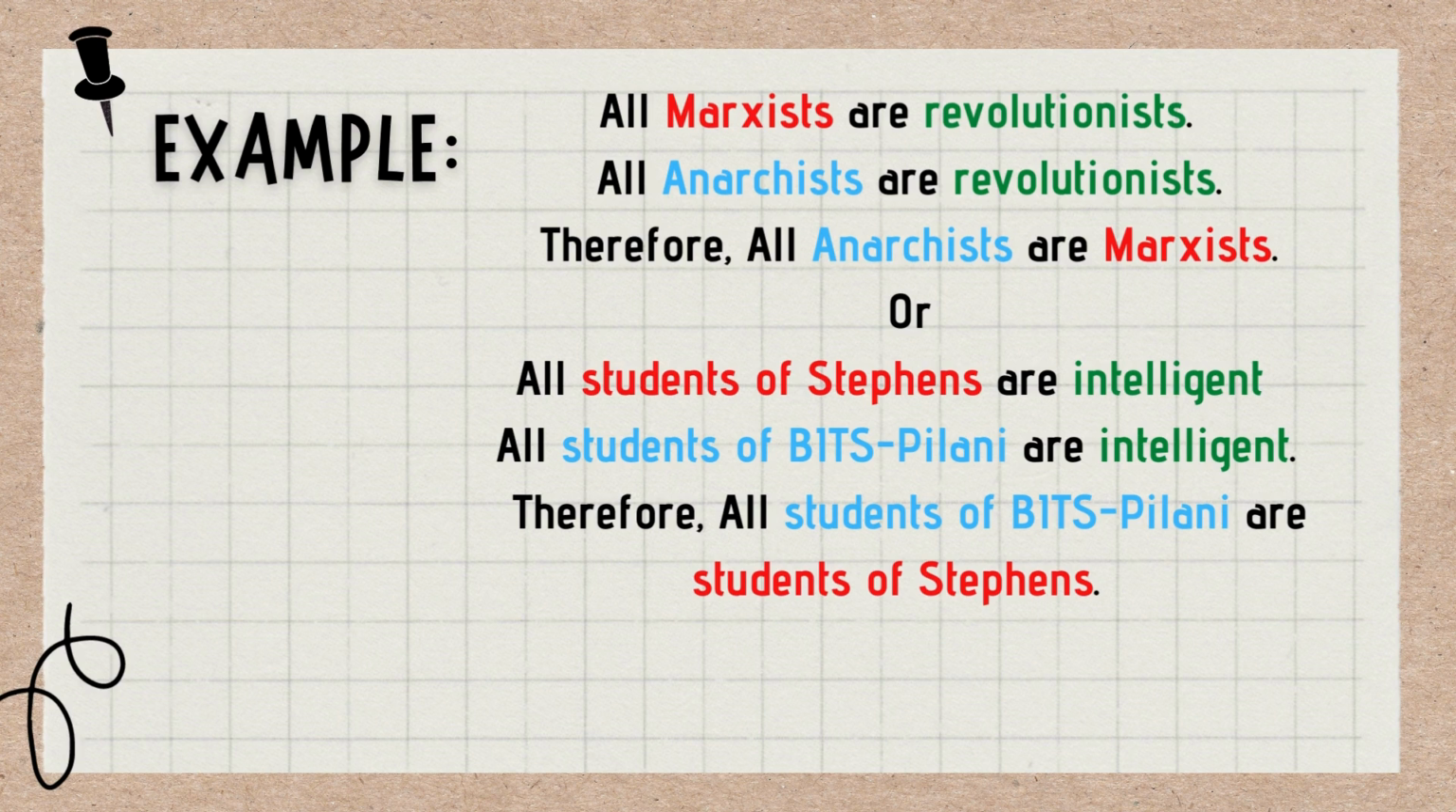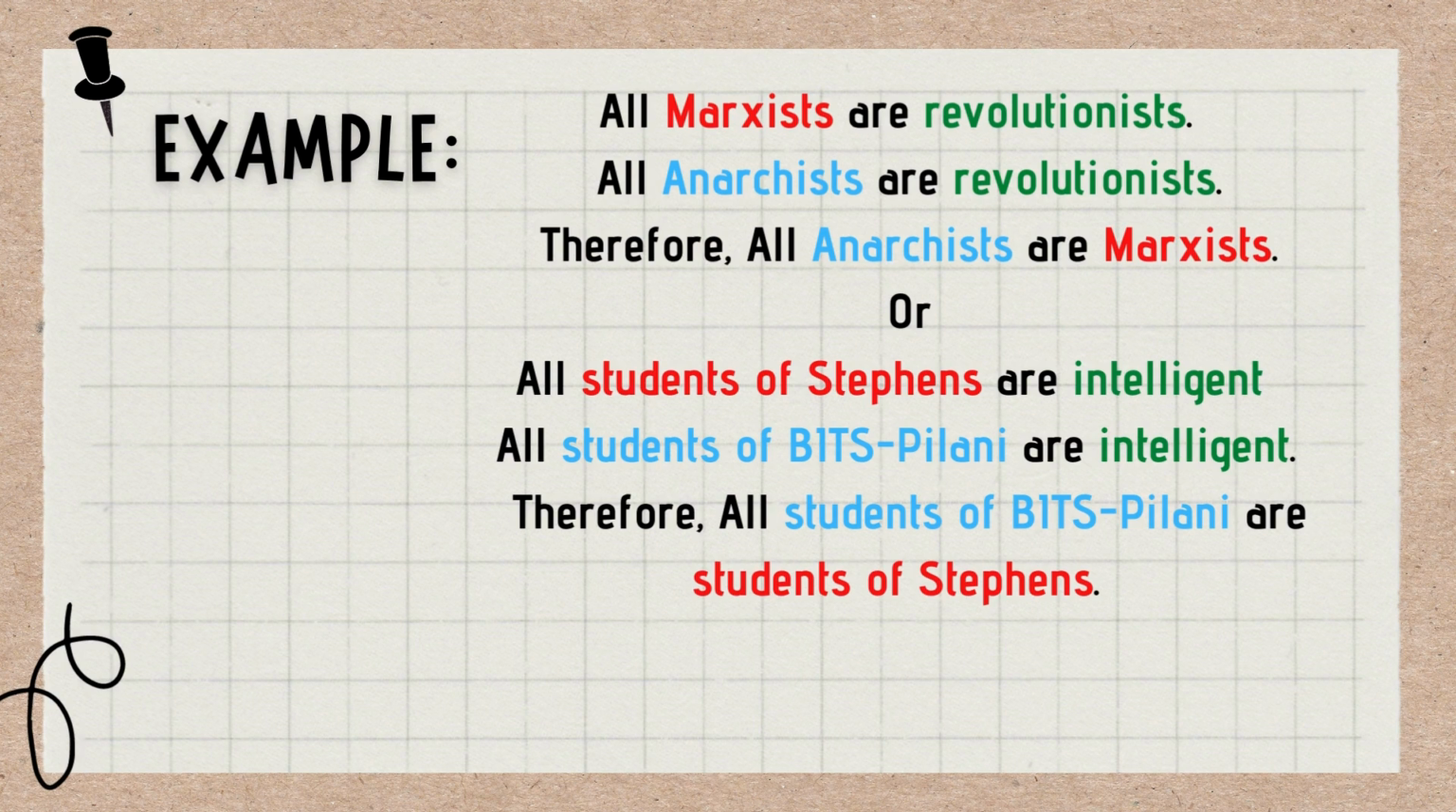So the revolutionist is truly undistributed. Specifically, the structure of this example results in affirming the consequent. If you take the second example: all students of Stephens are intelligent. All students of Bitspilani are intelligent. Therefore, all students of Bitspilani are students of Stephens. Does this make sense? No, right? This syllogism has committed the fallacy of undistributed middle.